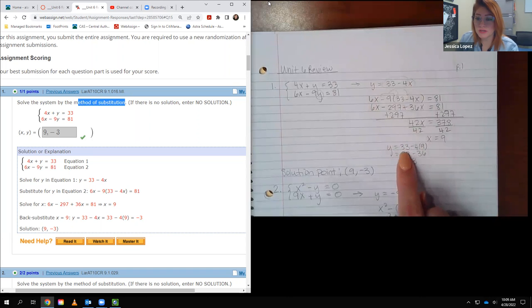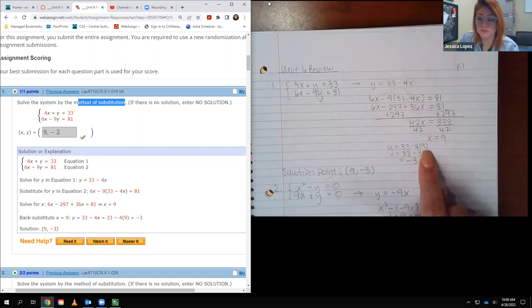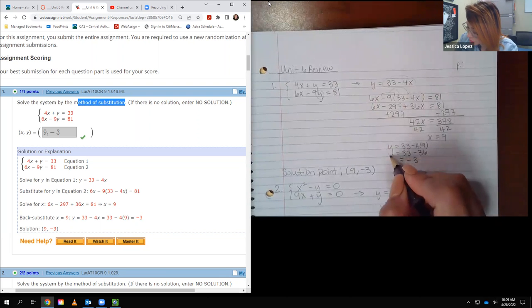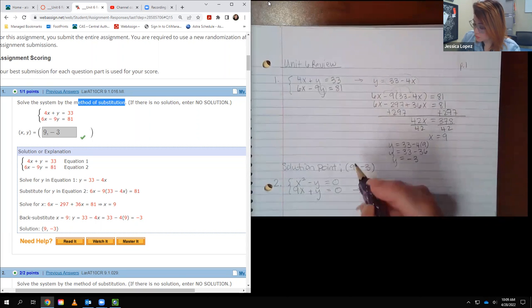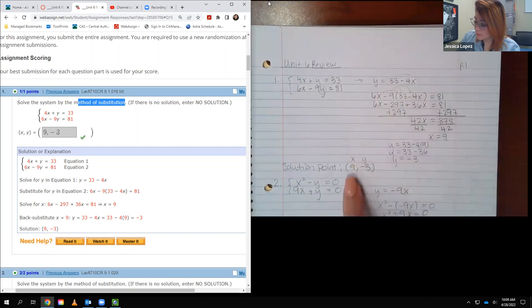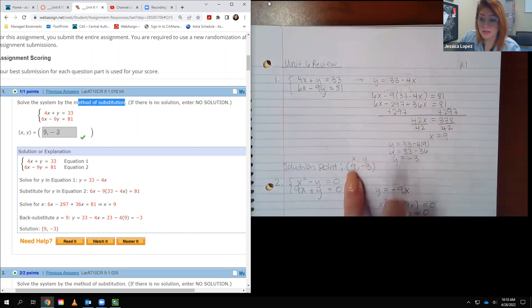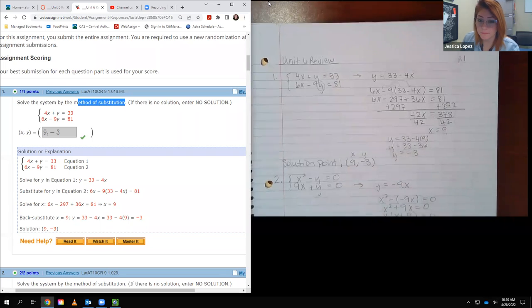So since I already have basically a formula to find y, I just plug this x into this expression. So I ended up with y equal to 33 minus 4 times 9, or 33 minus 36, and consequently y equals negative 3. And so the solution point is always a coordinate, x comma y. So my x value was positive 9, and my y value was negative 3.